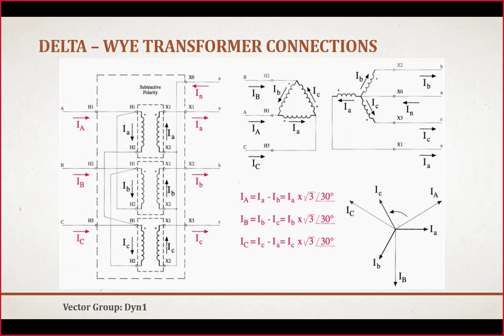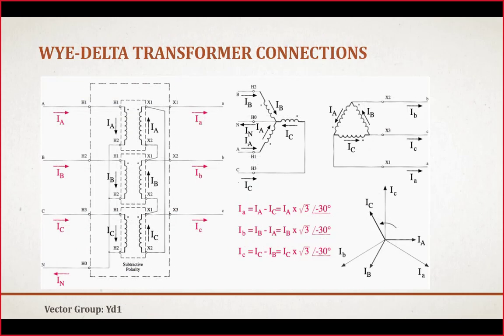Next vector group is YD1. How do we implement this YD1? The Y side will be the high voltage side, the delta side will be the low voltage side, and the delta side is lagging behind the Y by 30 degrees.